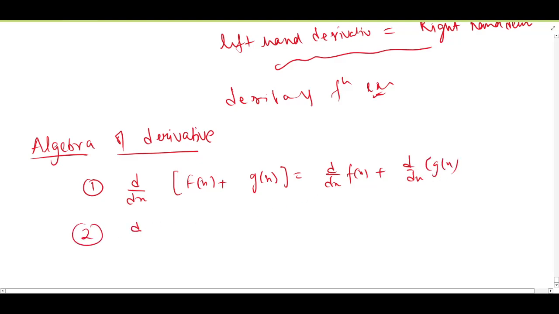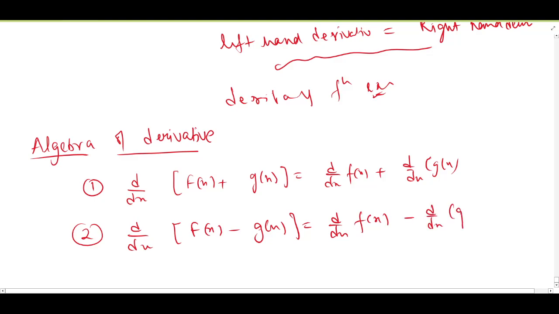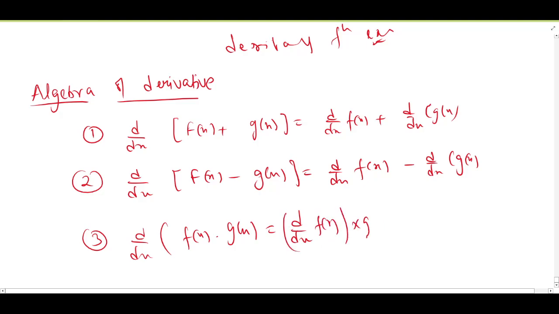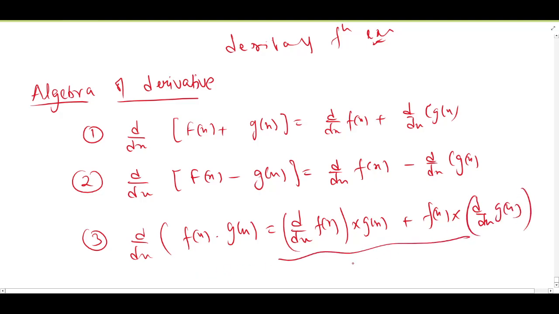Second is d by dx of f of x minus g of x is equal to d by dx of f of x minus d by dx of g of x. And third is d by dx of the product of two functions, so we get d by dx of f of x into g of x plus f of x into d by dx of g of x. This is also known as the Leibniz rule, and this is very important.